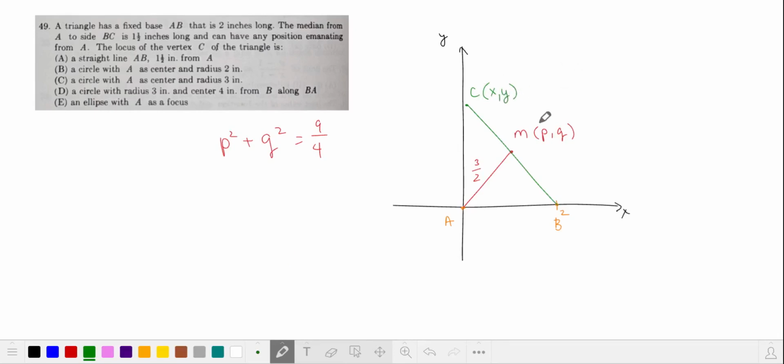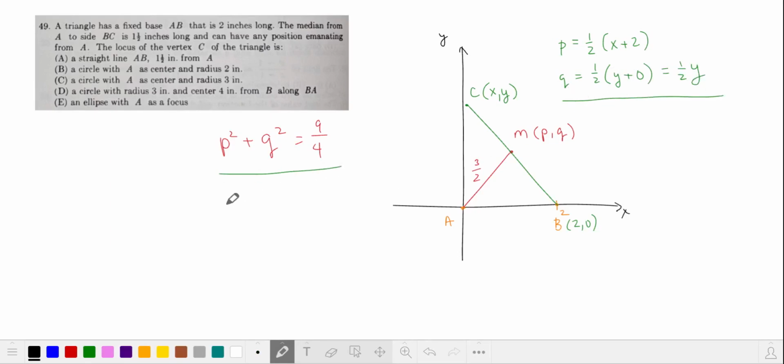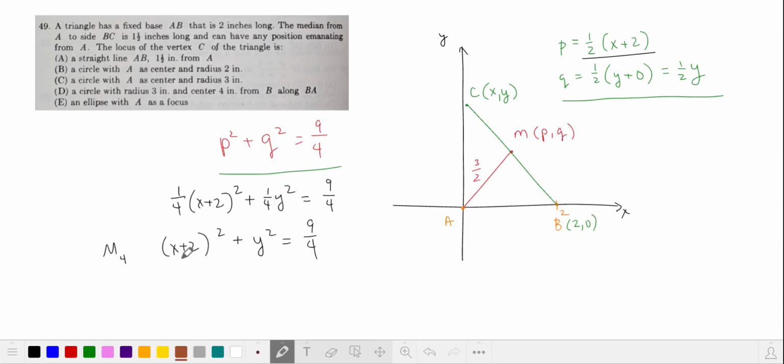Since M is the midpoint between B and C, P and Q are the average of the x and y coordinates of these 2 points. So P is 1/2 x plus 2, and the y coordinate Q is 1/2 y plus 0. Both of these equations must be satisfied, so let's make our substitution so we can find out what this equation is in terms of x and y. Substituting for P, we get 1/4 times the square of x plus 2, and for Q, that's 1/4 y squared. Multiplying by 4, this looks like a circle with center -1, 0 and a radius of 3/2.